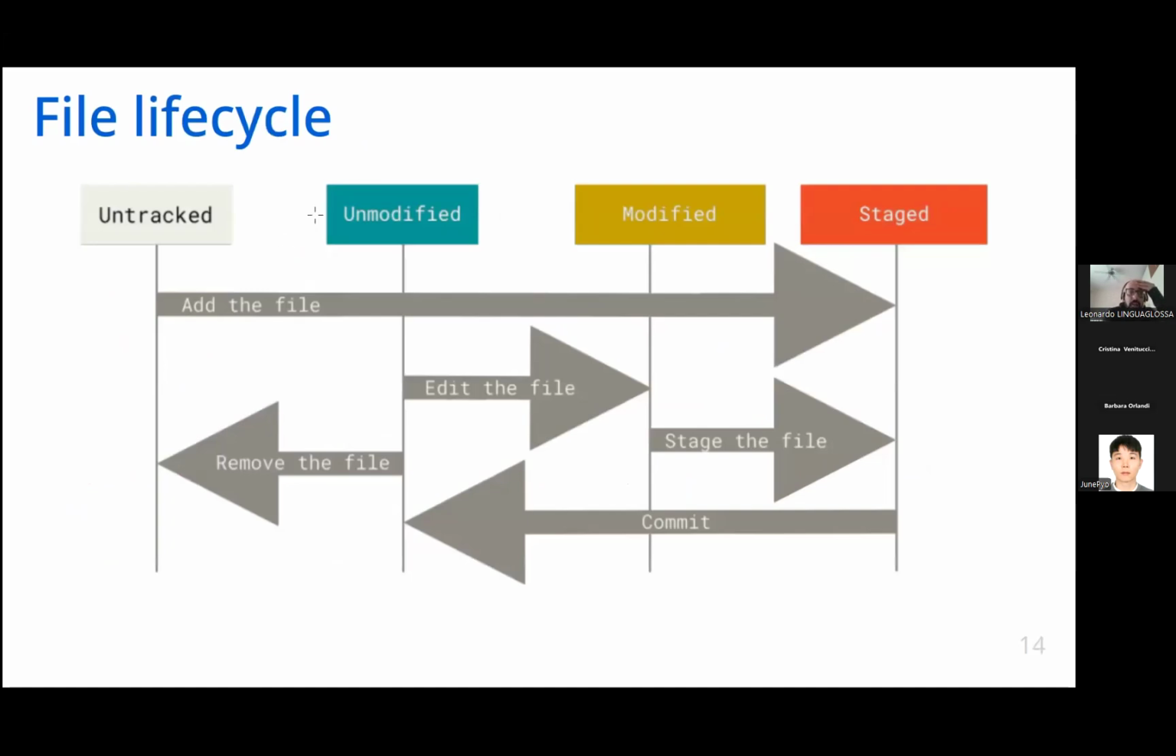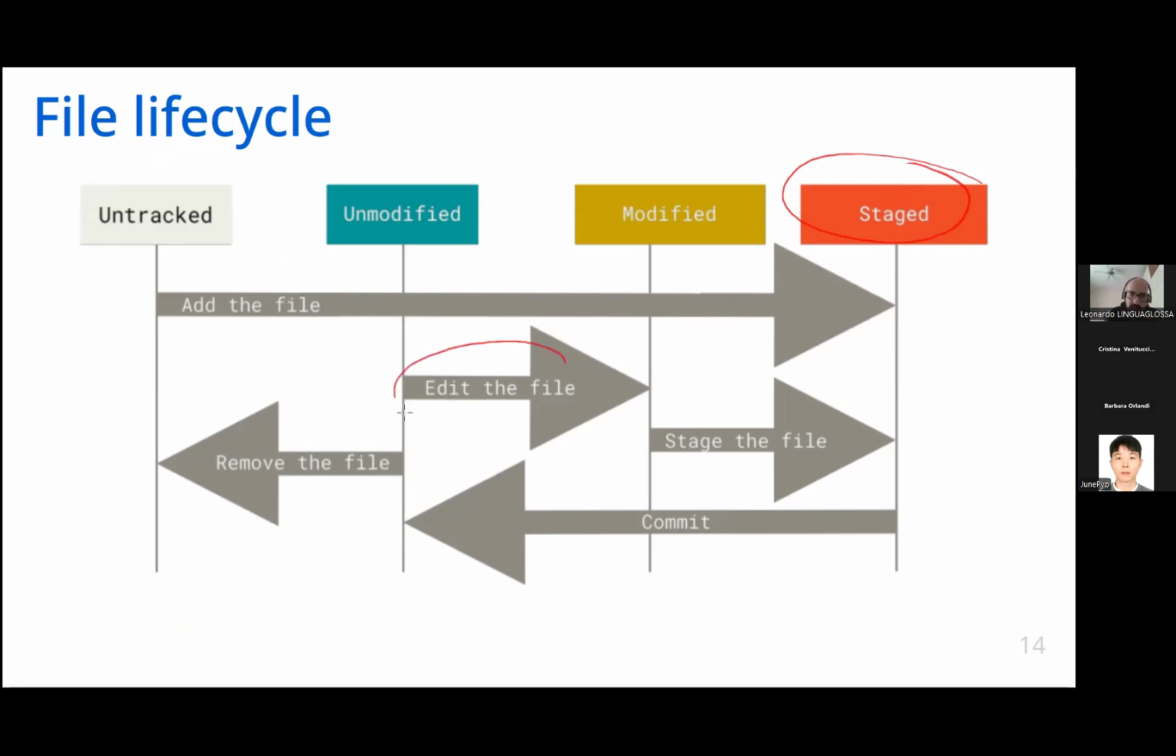So a file lifecycle looks like this. If a file is untracked, it is ignored. Git doesn't know about it. If the file starts to be tracked after you add it, you put it into the staging area. The staging area is, let's say, the temporary area where the files are stored before the commit. If the file is modified, then Git doesn't need to recreate a new object, a new content for this file.